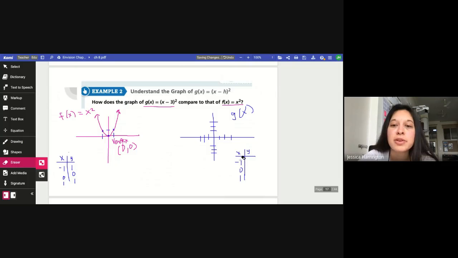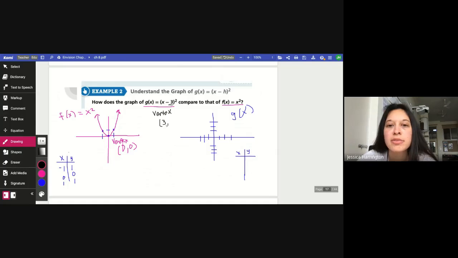Actually, before I do that, I want to check something. Let's do this first. If I look at this equation, it's in vertex form. Here is my minus h, and there's no k. So what do I know from this? I know my vertex is h, k. h is 3. There is no k, there's nothing being added because k is 0. So my vertex is at 3, 0. So I can come over 1, 2, 3, and I know this is my vertex.